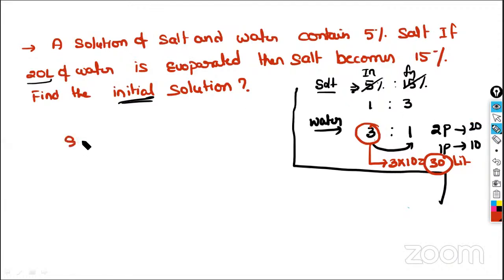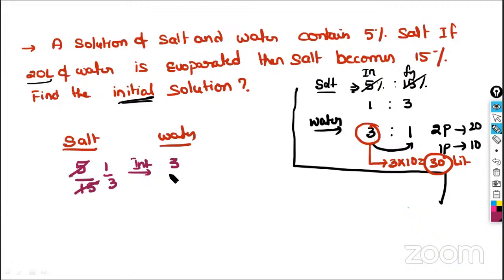Simple, ma. Salt, water. Okay. Salt initially how much? 5%. Finally, how much? 15%. Fraction value how much? 1 by 3. This is inversely proportionate to water, ma. Okay, that means water ratio will become 3 by 1. Initially the quantity is 3 parts. Now the final quantity is 1 part. How much difference? 2 parts.